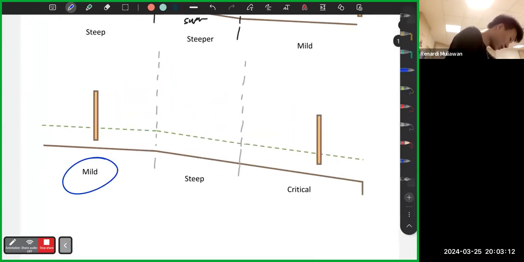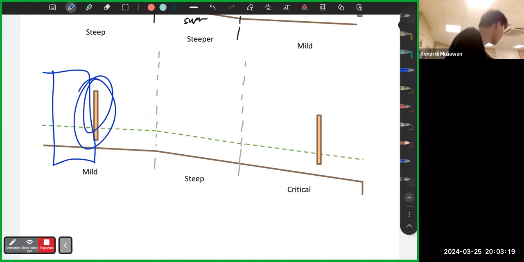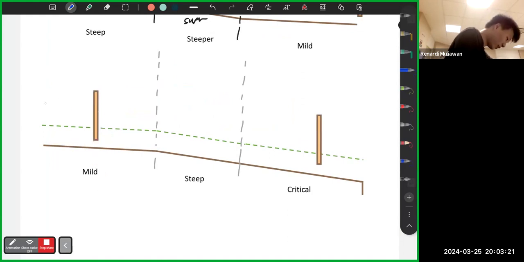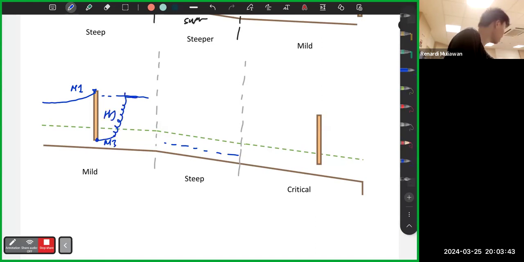Okay, so mild. First things first, downstream control. So in this section there's a curve from yn to the control point here. This one is M1. Wait, I'll draw the normal graph first. Then for this part, it's forced below the YC. So naturally, it's just M3, hydraulic jump, normal depth.